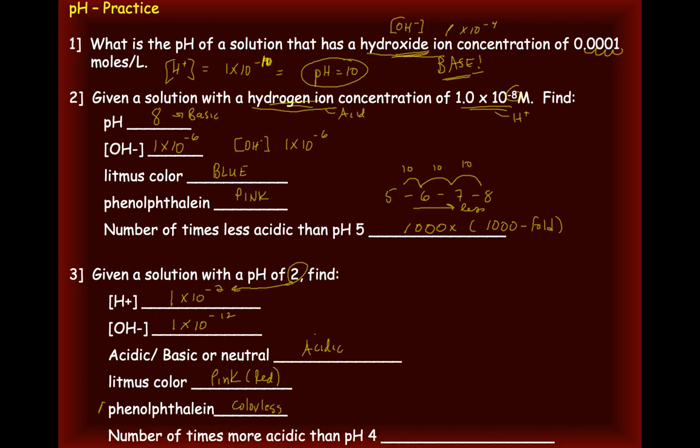And the number of times more acidic than pH 4. If you're going from 2 to 4, you're going 2 pH points. It would be 10 times 10, so you're looking at 100 times more acidic. All right, so that's the idea behind the pH scale. Pretty easy to know for the most part.